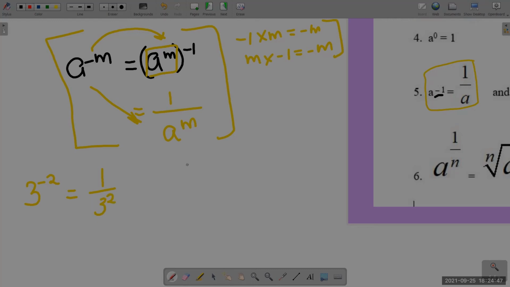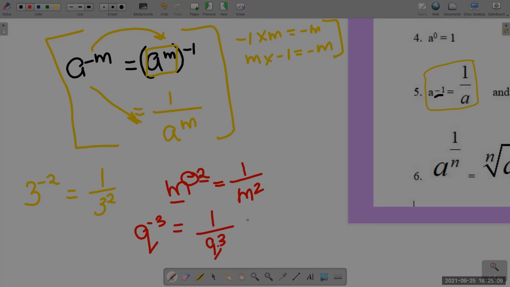Let's do a few more. If I have M to the minus 2, what does this mean? You keep the power, you keep the letter, you just put it over 1. That's all. 1 over M squared. Let's do another one. Q to the negative 3. It simply means 1 over Q to the power of 3.